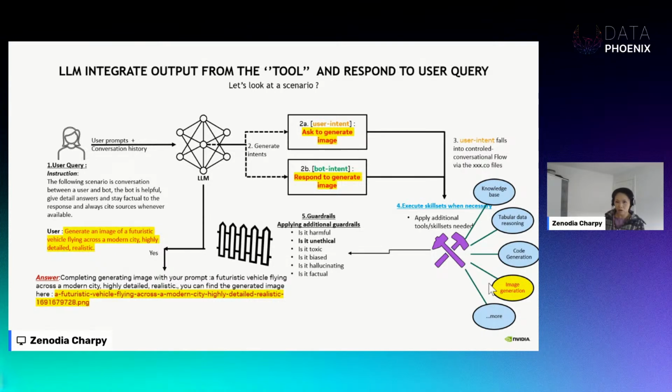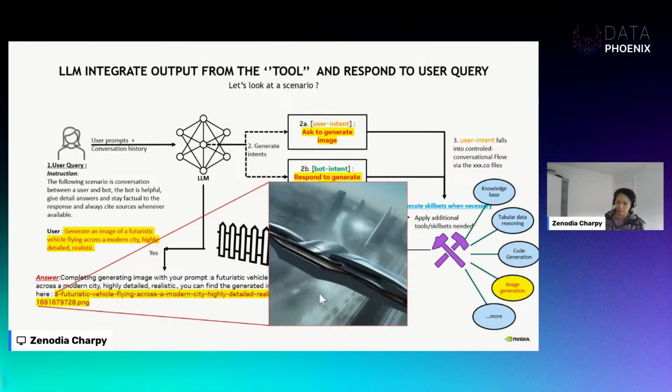In this case, it's a call to Hugging Face diffusion models, Stable Diffusion V1.5, if I remember correctly. And no additional guardrail is triggered. So this time, it will tell you where to find the image that you saved to disk. And here's the image. Okay.